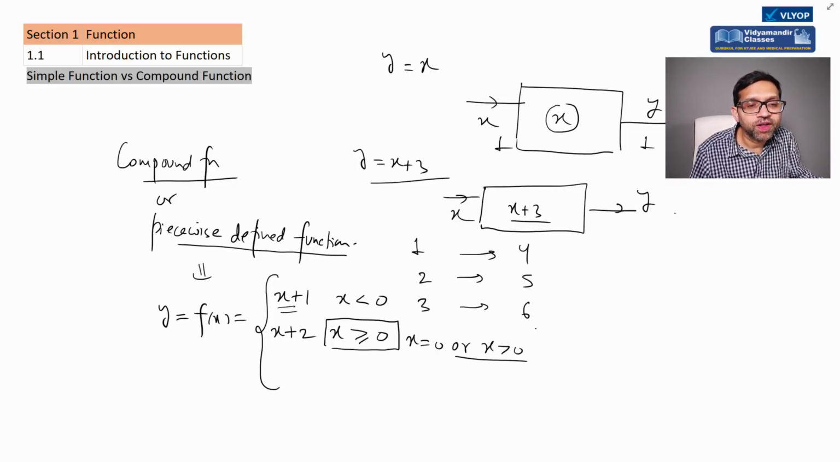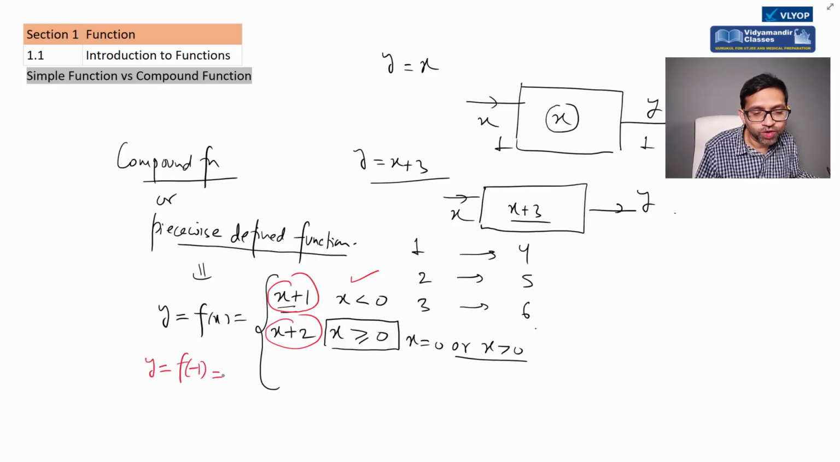If you look at that, we have this piece x plus 1 only has to be taken when x is negative, and we have a piece x plus 2 when x is greater than or equal to 0. I'll take an example. If I find the value of y at x equals minus 1, what will it be? I'm replacing minus 1 into this function, so it will fall into this category, right? Minus 1 के लिए हम ये definition use करेंगे.